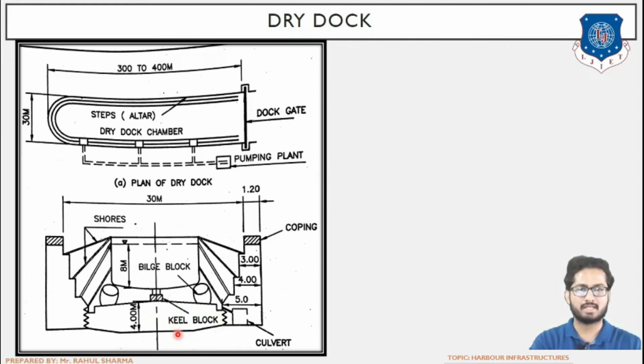Now keel we have already studied in chapter number 2. Keel is the bottommost portion of the ship. It is a center line which is connecting the frontmost portion of the ship to the rearmost portion of the ship, which is a center line passing through the bottom and to the center of the ship.